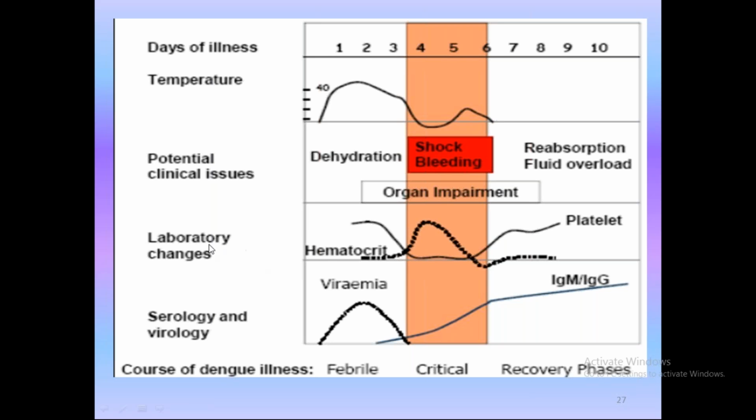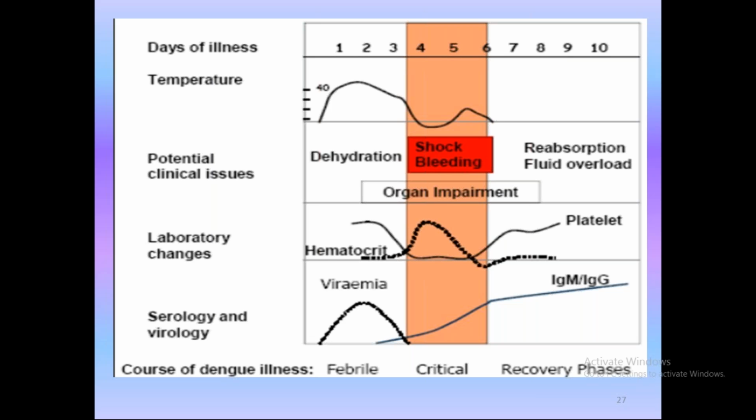Okay, and if you do laboratory investigations here, you can see platelets may decrease to very low levels, less than 1 lakh. But PCV rises, the hematocrit value rises. Okay, critical phase. So here we should take care of the shock and bleeding manifestations. Next, coming to the recovery phase. What happens in the recovery phase?